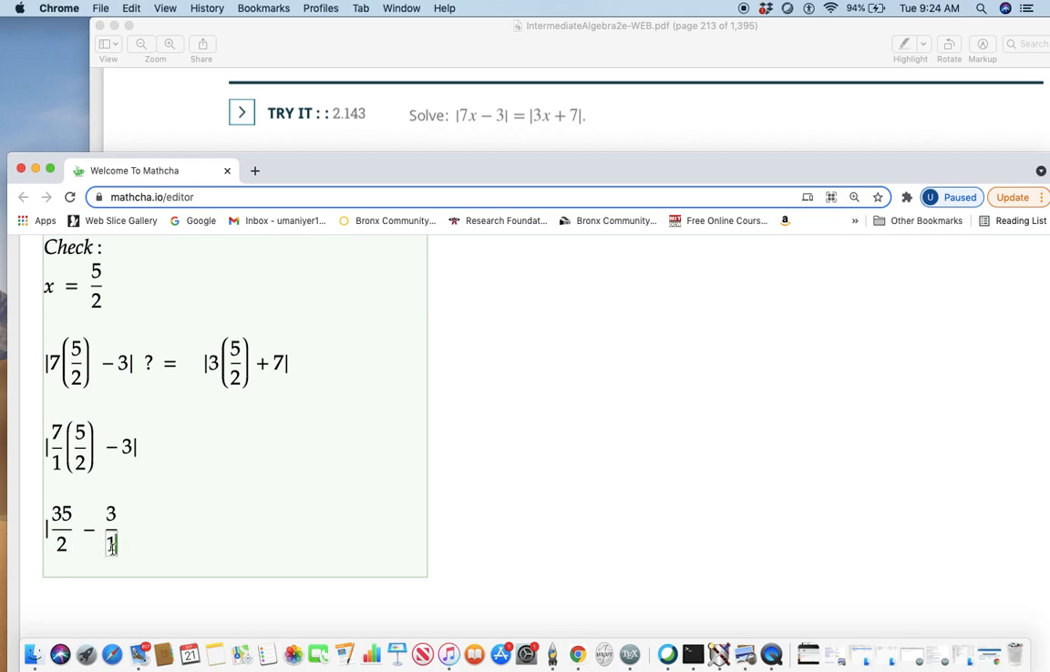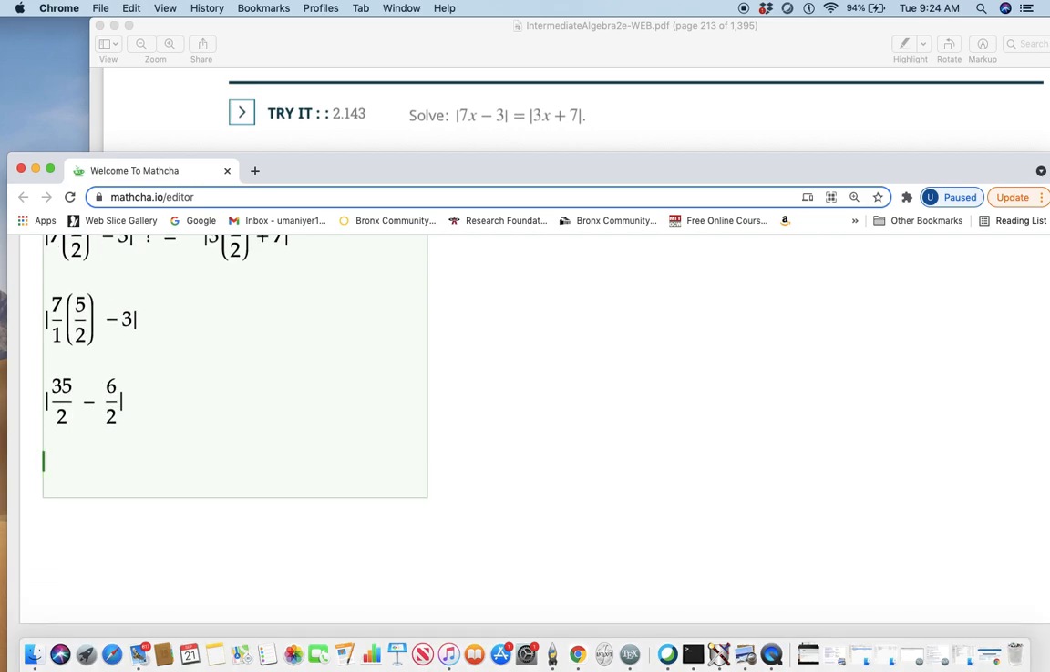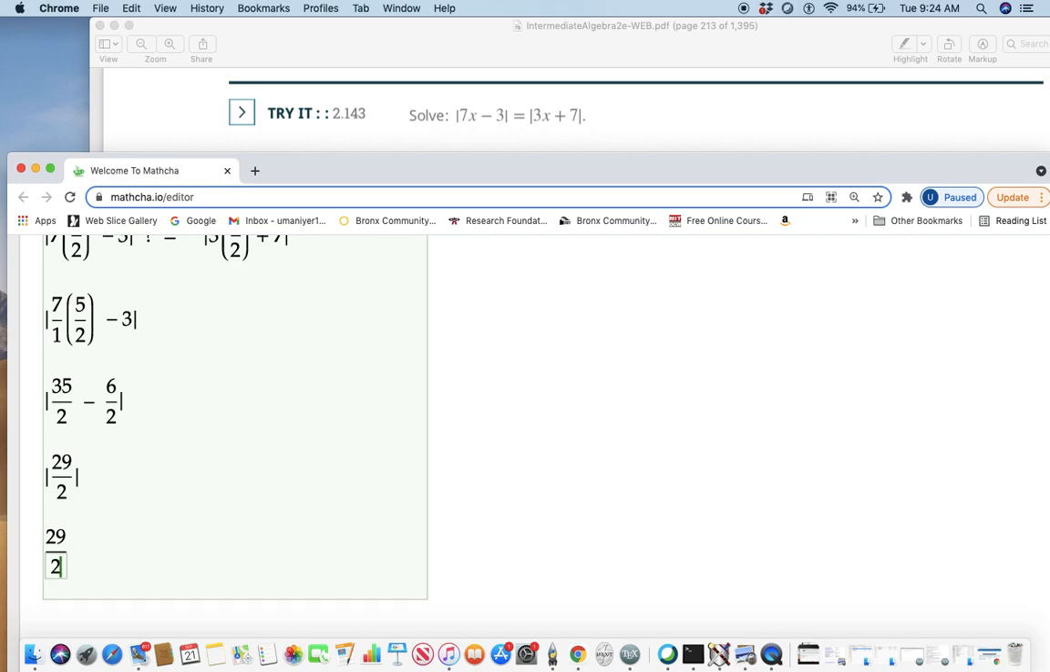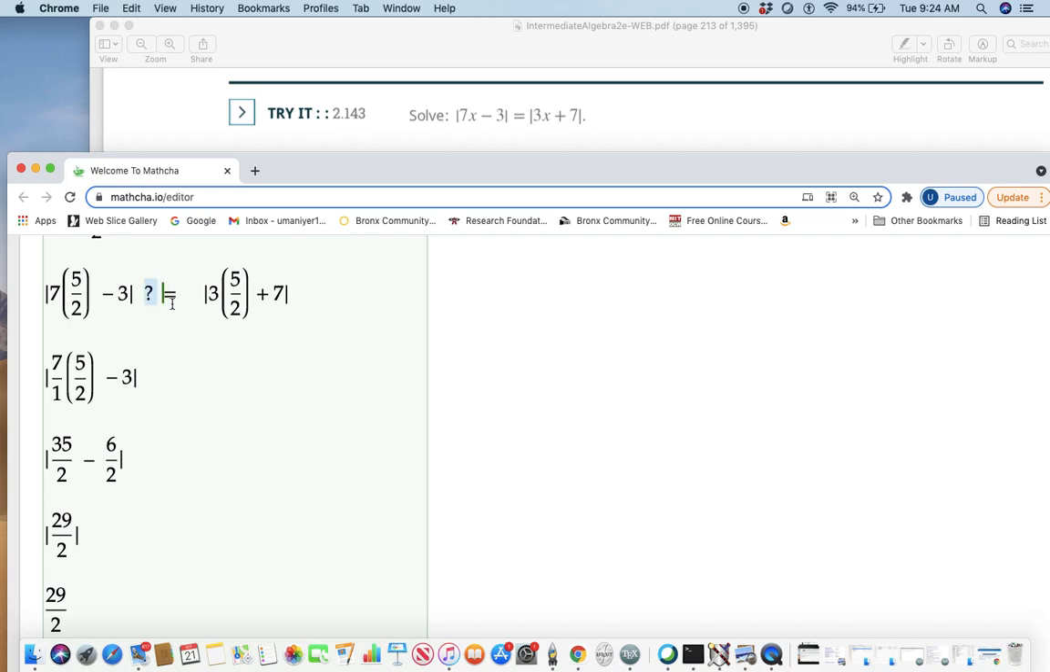So how do I get denominator 2? Multiply by 2, numerator and denominator. Okay, so that gets us a common denominator of 2. 35 minus 6 is 29. Absolute value of 29 over 2 is simply 29 over 2. You want to check whether this is equal to this. So it's a big question mark.